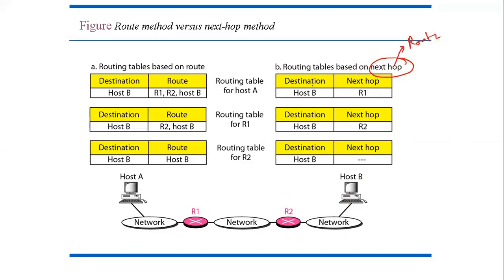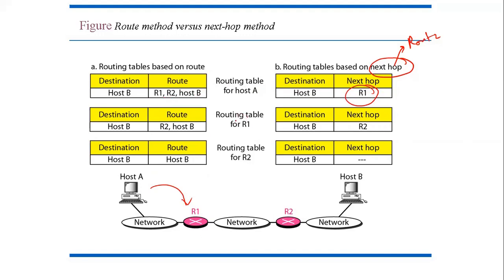So here, if I'm talking about the routing table for host A, if the destination is host B, the next hop, where should the packet go next? It will go to R1. So it will simply save R1 in the next hop. So you can see the difference. Here we have the complete route. Here we only have the next hop.